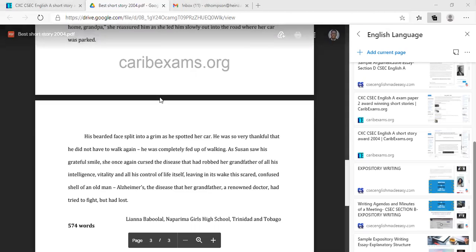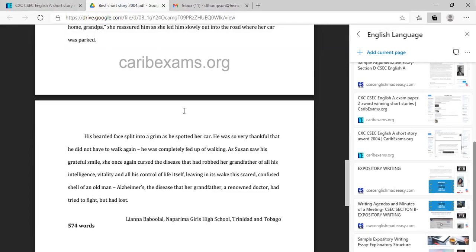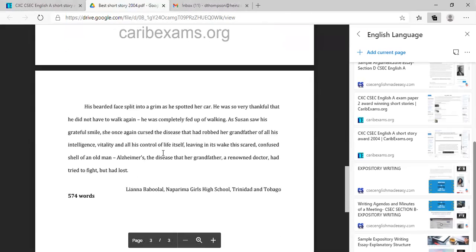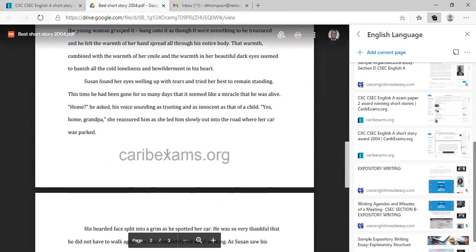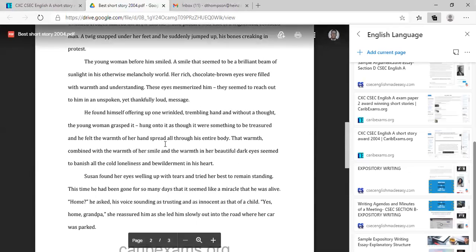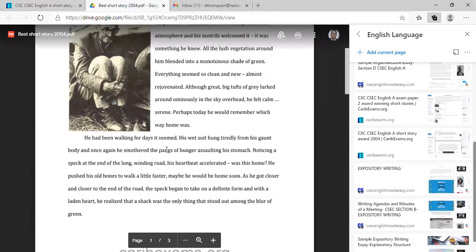All right, so that actually won an award, right? In 2004, a student from Trinidad and Tobago, Naparima Girls High School. So every year, what CSEC does is that whenever they get a batch of new submissions for English, they read through them, and the best one they nominate for an award over the entire region. And this person very rightfully so deserved this award. So let's talk quickly about what exactly made this short story great, right? There's actually 8 things that this person followed, and you should follow to make sure you understand.